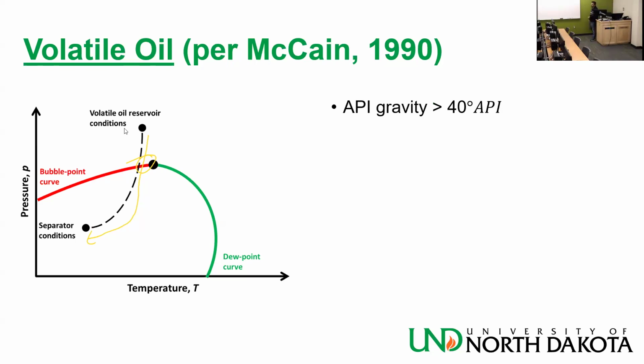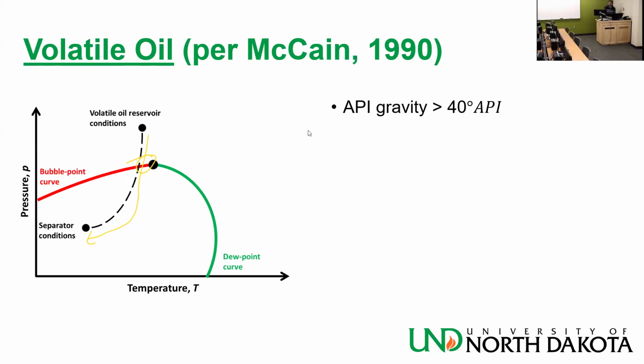API gravity is bigger than 40. Notice there is an overlap: less than 45 for black oil, bigger than 40 for volatile oil. Those are intentional. There are crudes where it's very hard to tell what it is. It could be black oil, it could be volatile oil, it could be people disagreeing. And without any of them making a mistake, it may look black oil to you, but it might look volatile to me, you know?